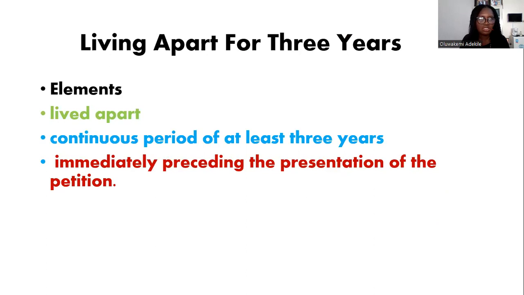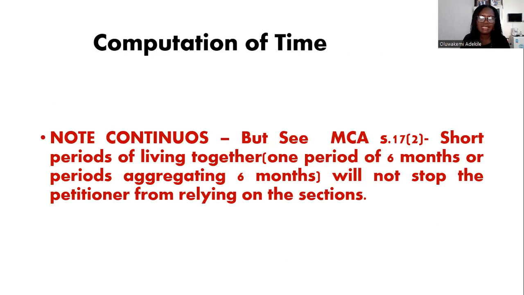And the 3-year provision, it's also the same. The only difference being that the provision about non-objection is not available. So these are the elements. Now let's look at this time that we are talking about. One says continuous period of 2 years. The other one says continuous period of 3 years. So you must take note of that continuous, that it must be unbroken.